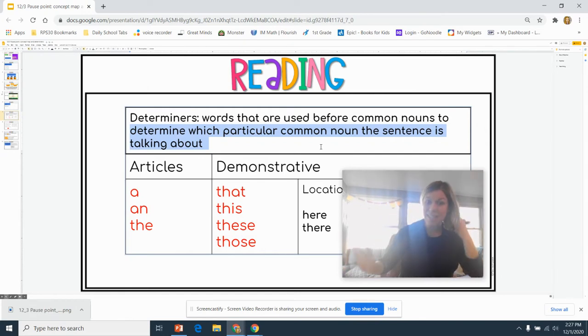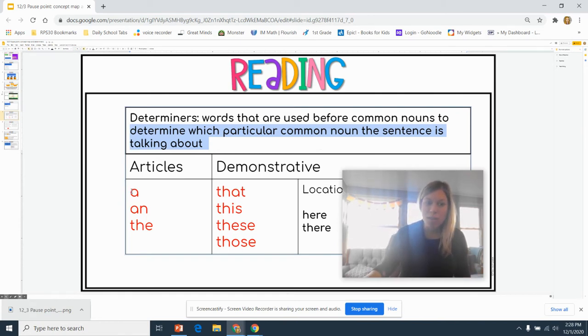So we're going to look at some examples of a determiner, and you're going to practice using them in a sentence. You've probably used them in your writing before. You just didn't know what it was called. And so now you have some more knowledge. Your brain is growing, and now you know that there are these words called determiners. Now, there are two different kinds of determiners. They are words that tell us which one the sentence is talking about, which noun.